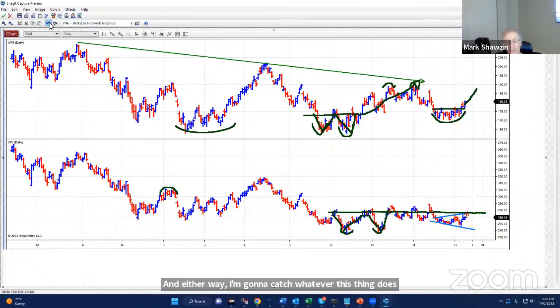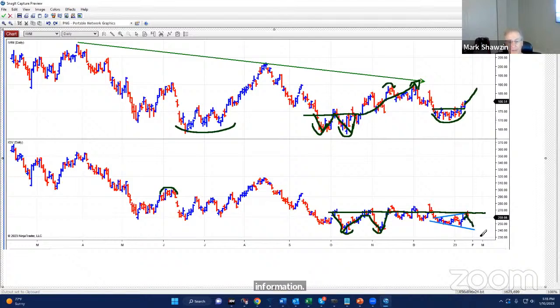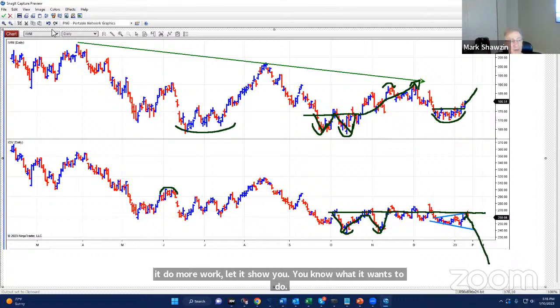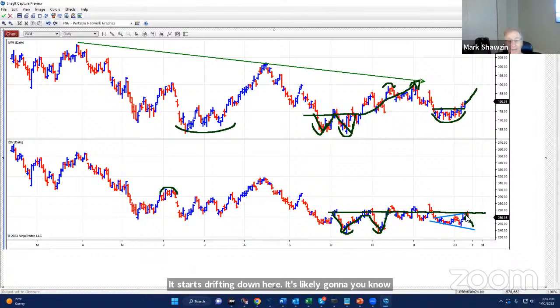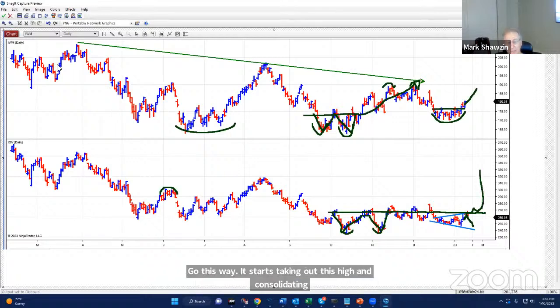Because once I understand what's going on, then I'm just waiting for the market. The market's like a referee. When we are ambivalent or unsure, just let the market give you more information. Let it do more work. Let it show you what it wants to do. It starts drifting down here, it's likely going to go this way. It starts taking out this high and consolidating, then you're looking at something like that.